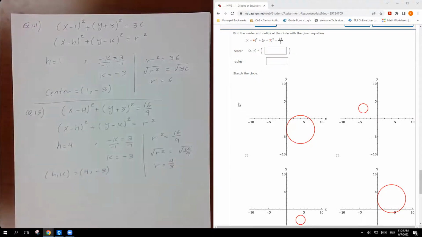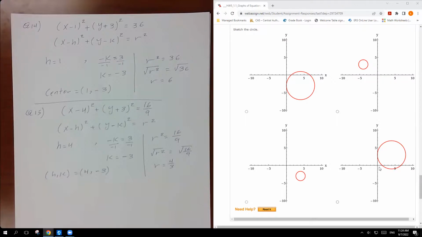Let's try to find which one is the right choice. I'm just going to focus on the center. The center is (4, -3), so I'm going to look at this one. It must be 1, 2, 3, 4, and -3 goes down. So this is the wrong choice. This one is 1, 2, 3, 4, and -3 goes down, and this one goes up. Here's the center for this one, so this is the wrong answer.